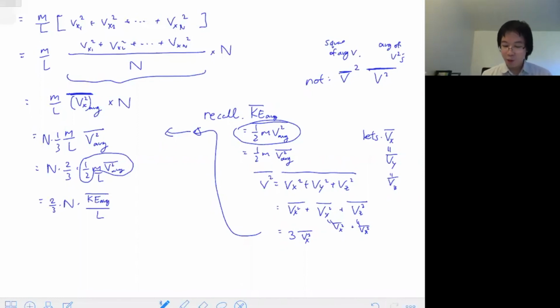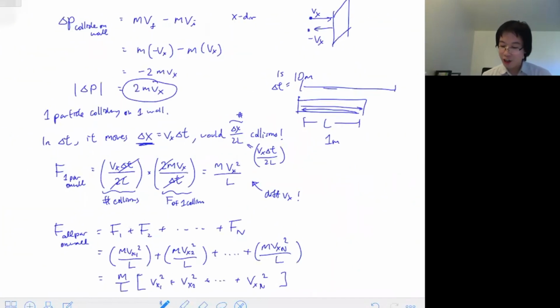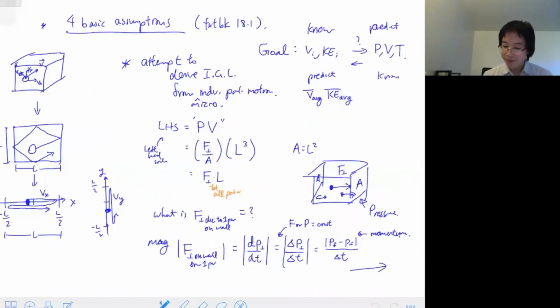Okay. So what was the left again? That was the force of all particles on the wall. Let's multiply the L on the other side. So force times L is 2/3 n times the average kinetic energy of an individual particle. And force times L, as we started off, was PV.